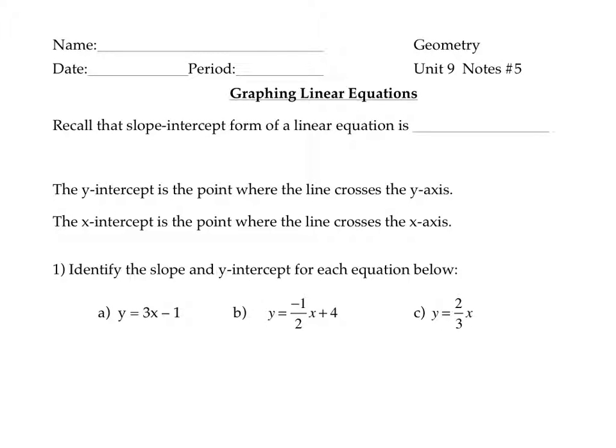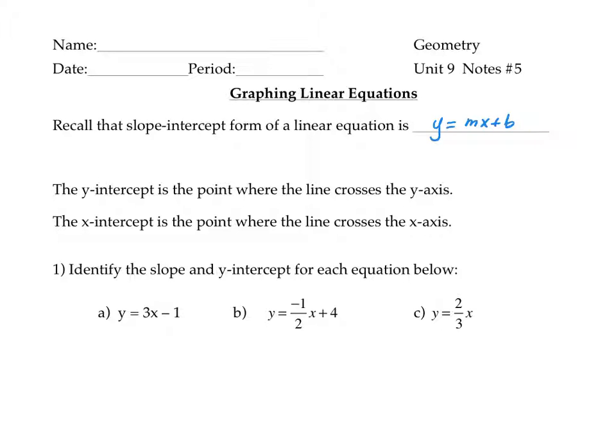Hi everyone, our lesson today from Unit 9 is notes number 5, graphing linear equations. So hopefully much of this will sound familiar from your Algebra 1 class, but this should be a good review. So recall that slope-intercept form of a linear equation is y equals mx plus b.